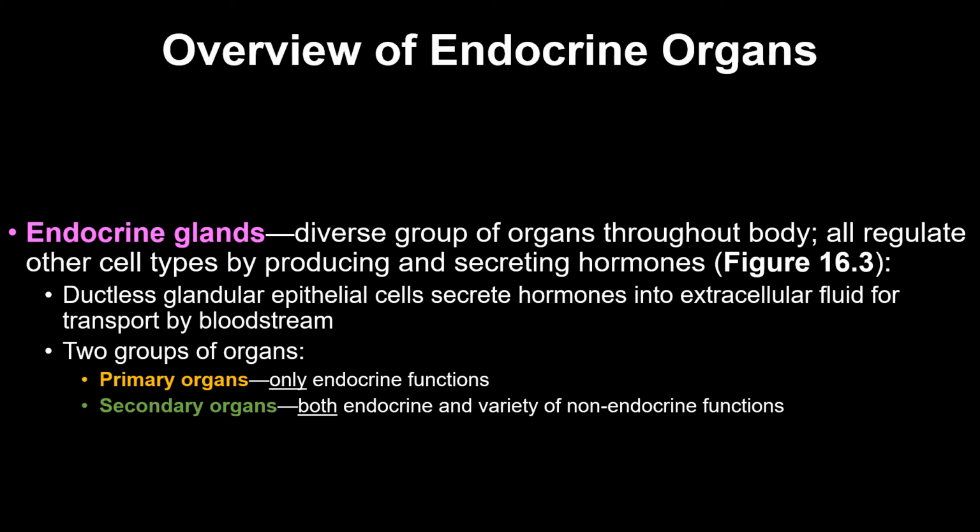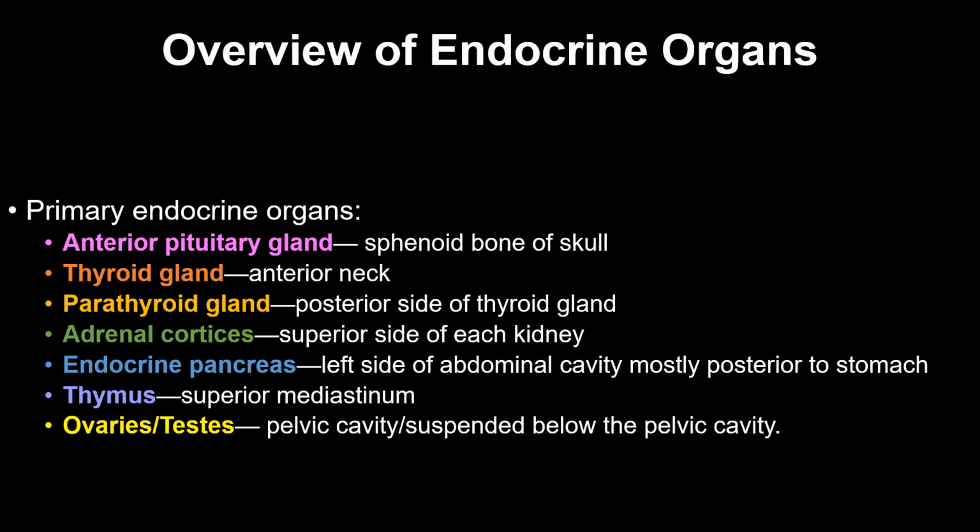And there are generally considered to be 7 primary organs of the endocrine system, as well as several secondary organs. Those 7 primary organs of the endocrine system include the anterior pituitary gland, and this is going to be situated in the sphenoid bone of the skull. And then there's the thyroid gland located in the anterior neck. Then you're going to have 3 to 5 small parathyroid glands located posterior to the thyroid gland.